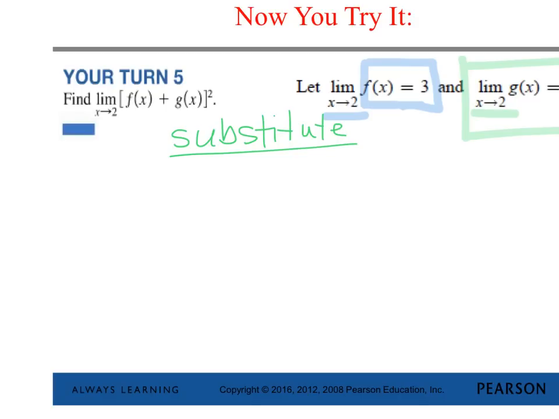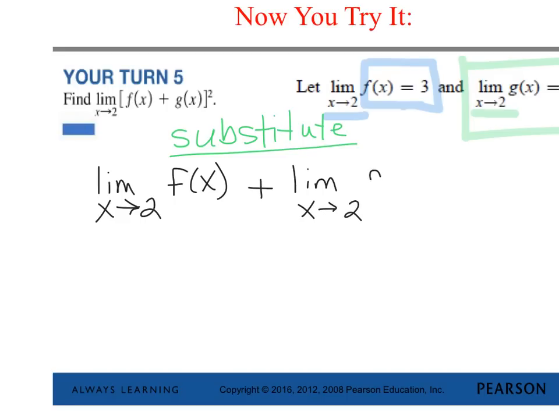First of all, you can add up the limits. You can break this up. So what we're going to do first is take the limit as x approaches 2 of f of x, and add it to the limit as x approaches 2 of g of x, and we're going to add those two limits together, and we're going to square them.